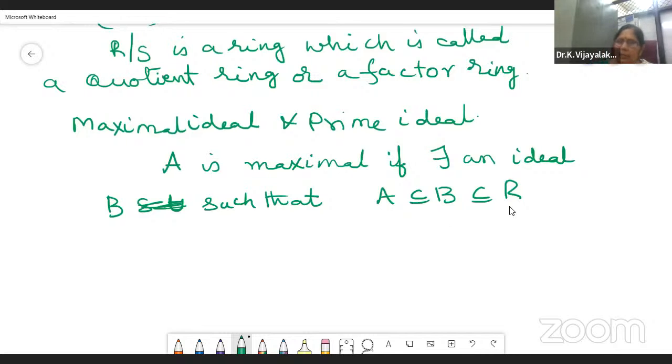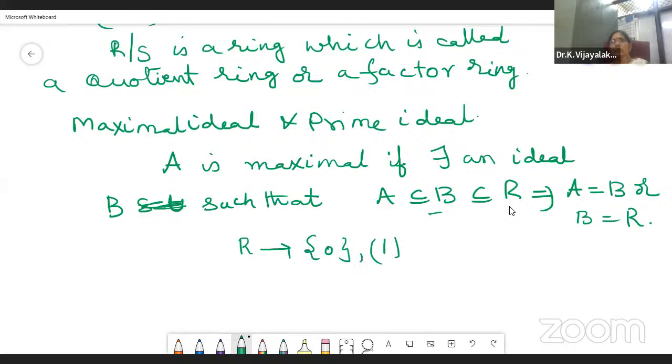if there exists an ideal B such that A is a subset of B is a subset of R, implies either A equal to B or B equal to R. That means there is no ideal between A and R. You have to remember one point. Every ring possesses two ideals, the zero ring and the unity ring. These two are called improper ideals of ring R. Any ideals other than these two are known as proper ideals.